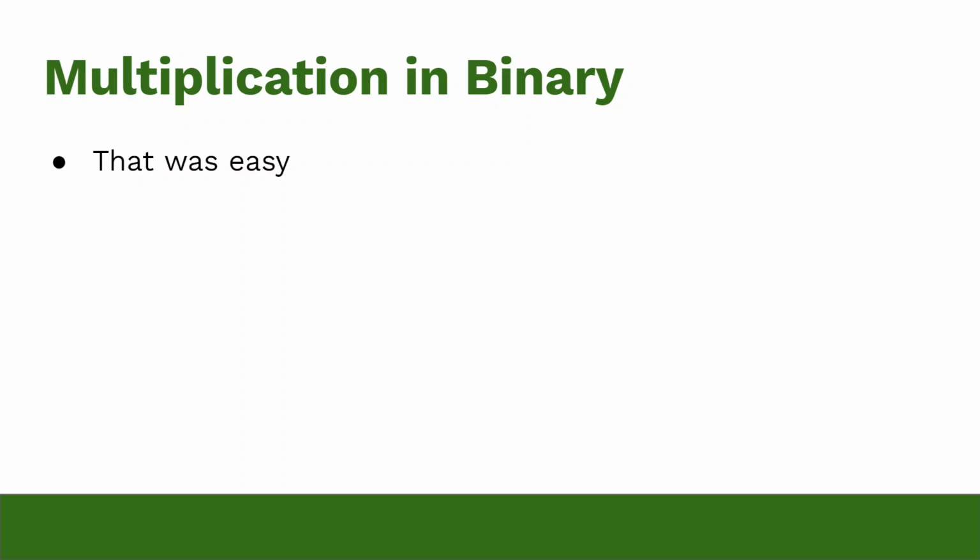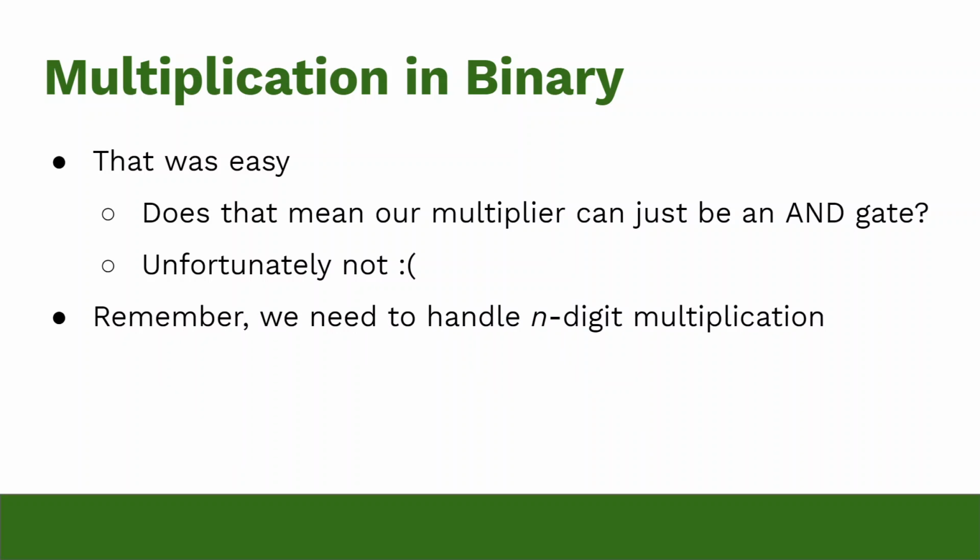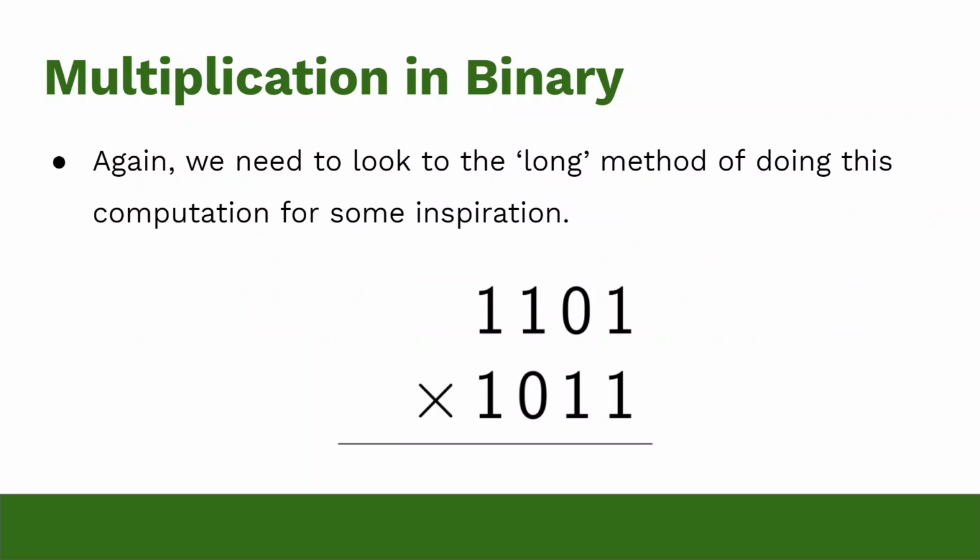So what does this mean for us? That was pretty easy, right? Does that mean our multiplier can just be an AND gate? Unfortunately not. This is just the tip of the iceberg in this sense. We need to handle n-digit multiplication. In other words, we need to be able to take as many digits as possible and multiply them by as many digits as possible. So we need a sort of general solution to this. This single-digit business won't work for us.